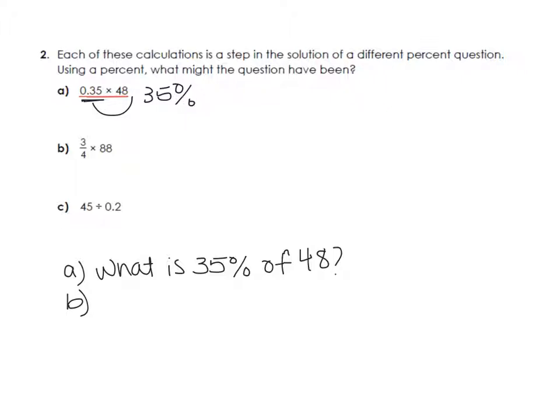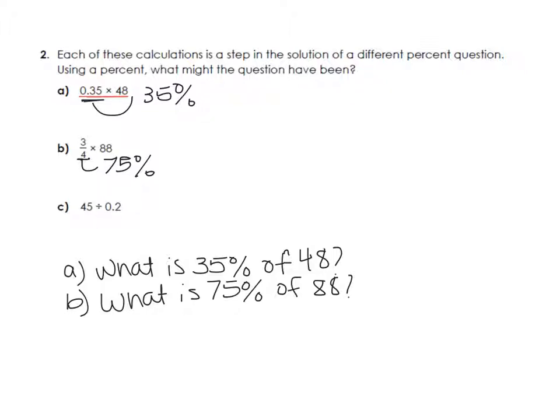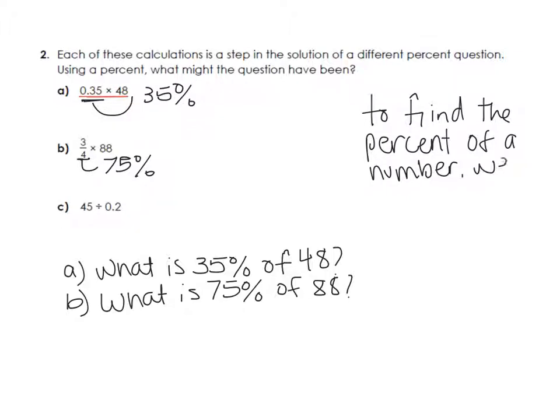B is very similar. The only difference is we have to think about what 3 over 4 is as a percent. 3 over 4 as a percent is 75%. So to find 75% of 88, you could do 3 divided by 4 times 88, to answer the question: what is 75% of 88? Let's pause for a second before we go to C and see what we have done here. To find the percent of a number, we multiply. That's the key point. We multiply to find the percent of a number.